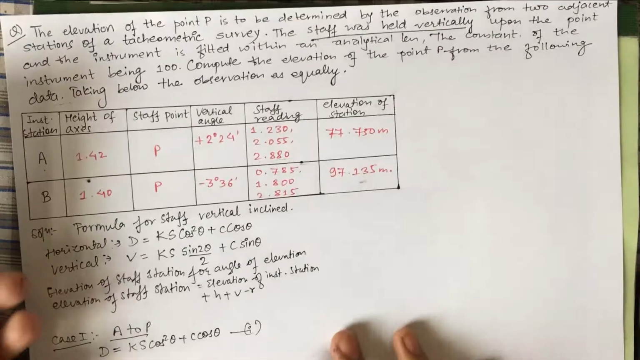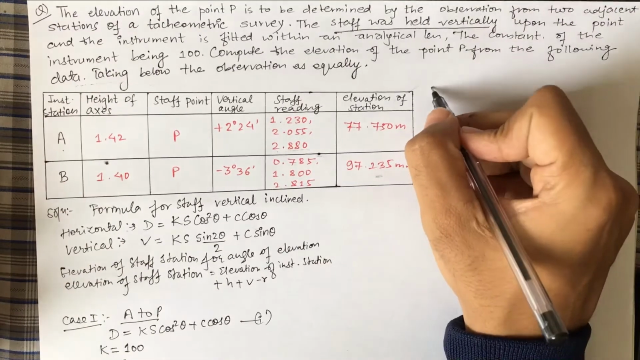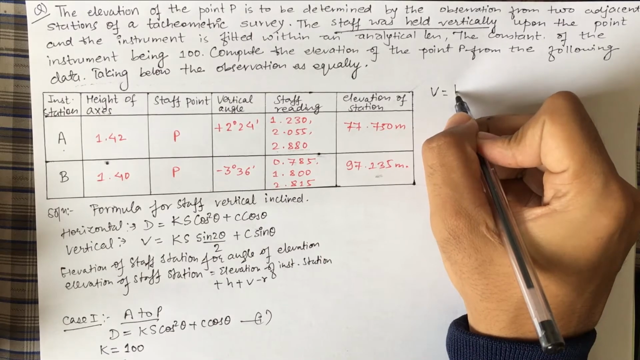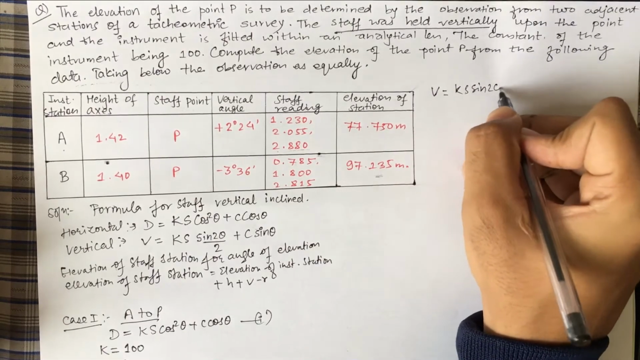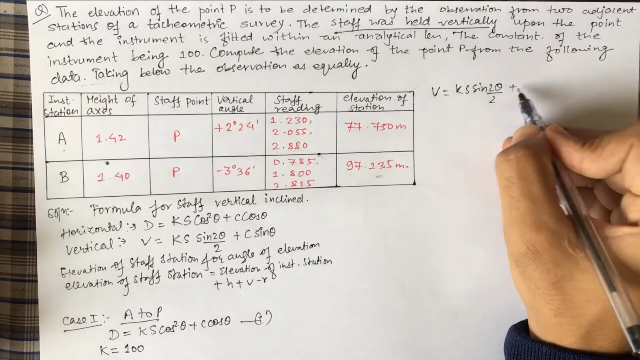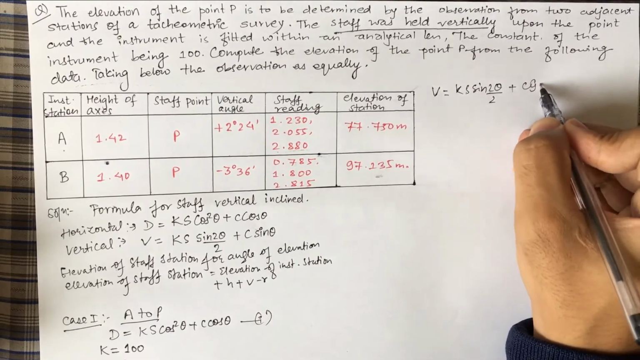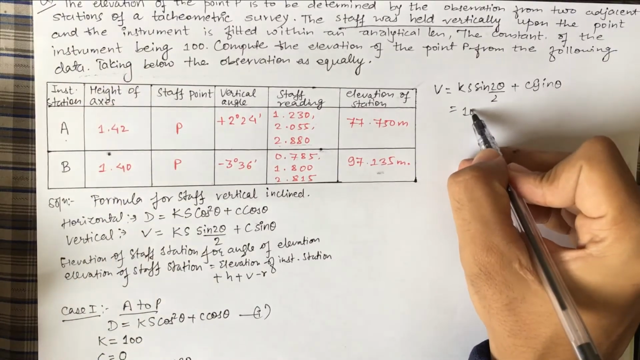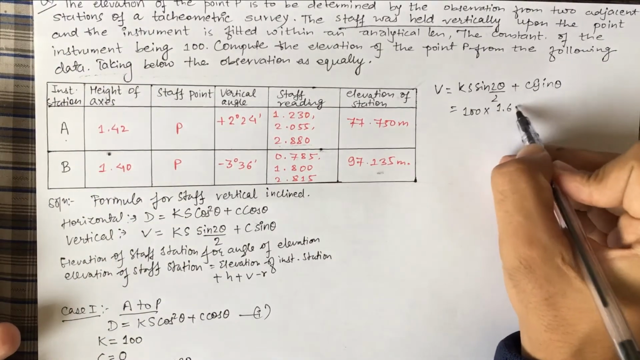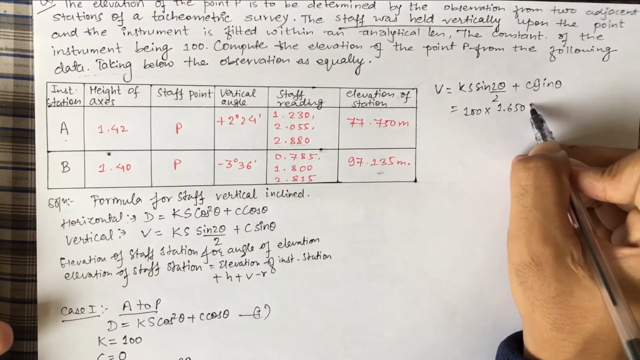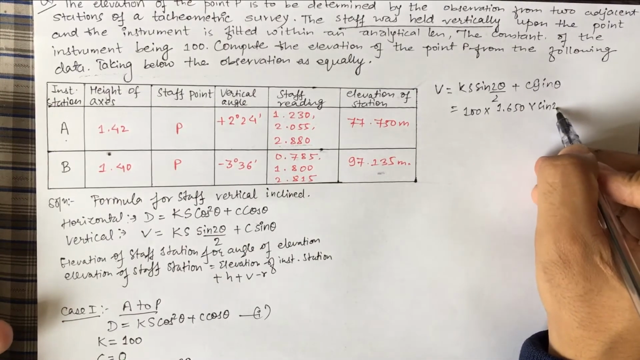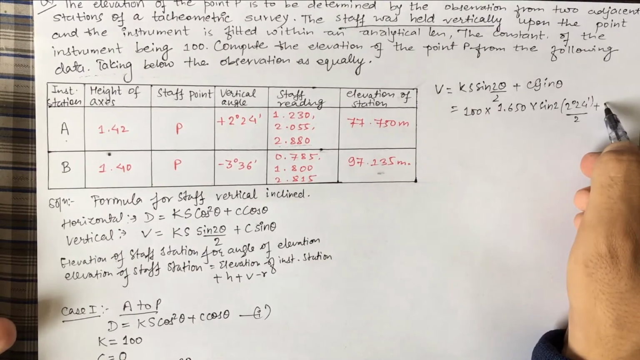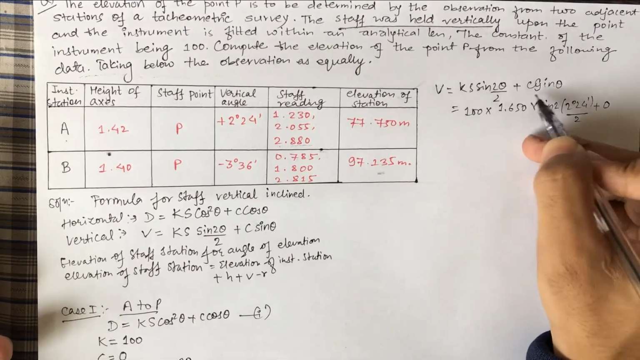Meter. Now we have to find B also. So B is equal to, we have the formula, K S sine 2 theta by 2 plus C sine theta. So again we will substitute the values. K is 100, S is 1.650, sine 2 theta is given, 2 degrees 24 minutes, divided by 2, plus C is 0. So again this will be 0. 0 into something will be 0.